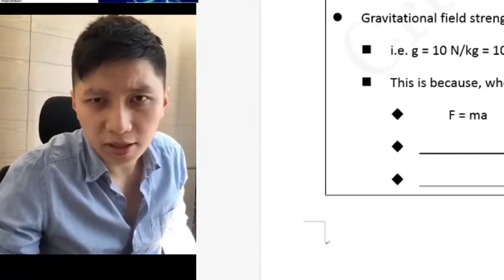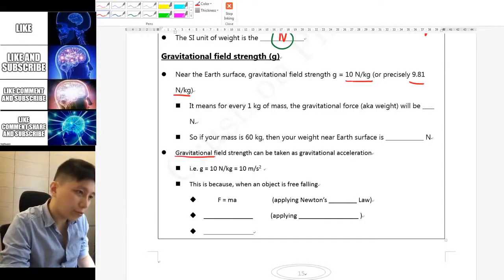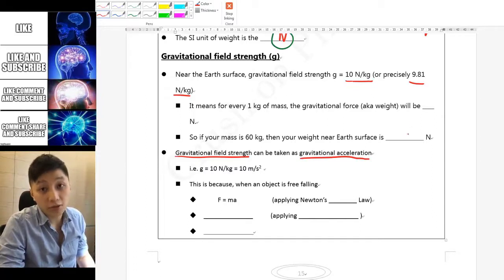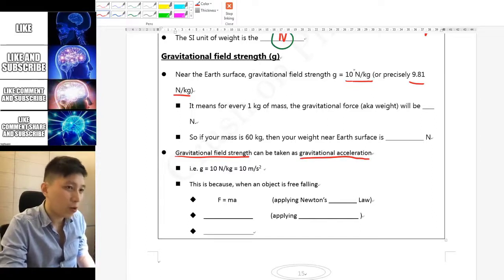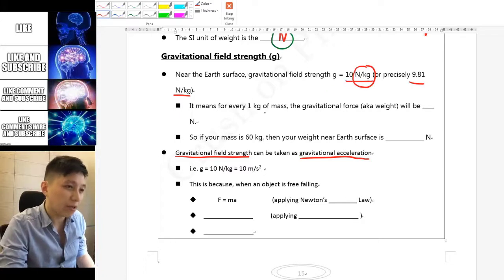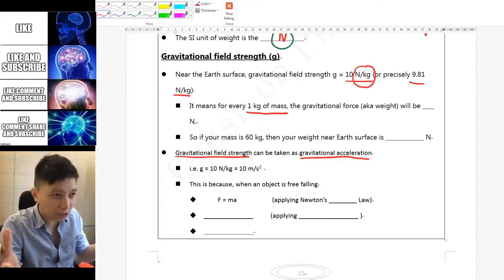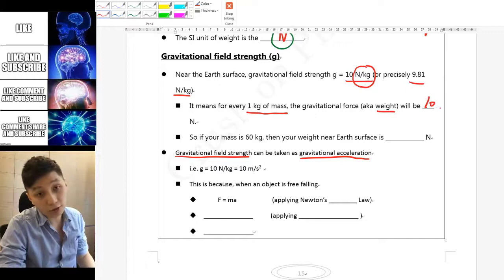9.81. Does it sound familiar to you? Yes. Gravitational field strength can be taken as gravitational acceleration. They are equivalent. Well, let me tell you why later on, but here, when we go back and see Newton per kg, for Earth again 10 Newton per kg, that means if you have 1 kg of mass, or an object has 1 kg of mass, then the gravitational force, also known as the weight, would be 10 Newton exactly.